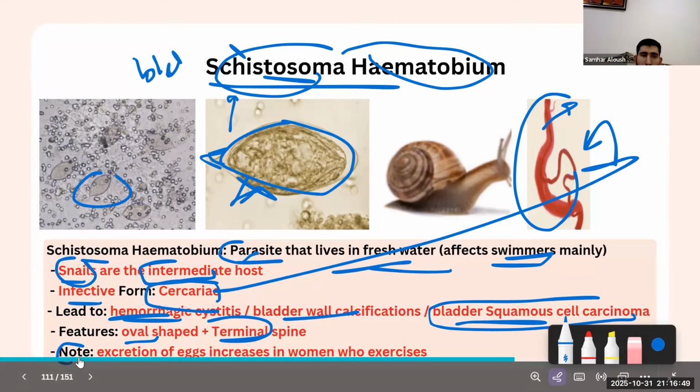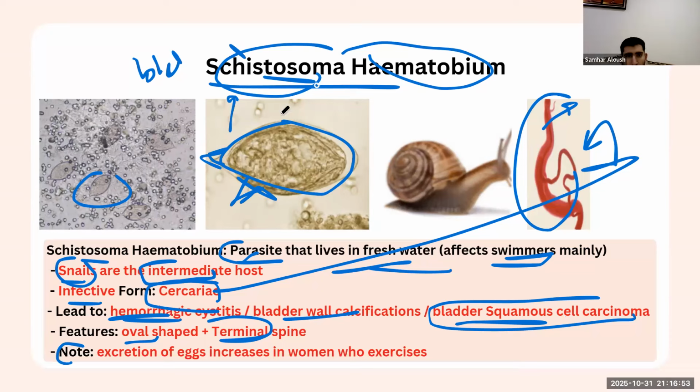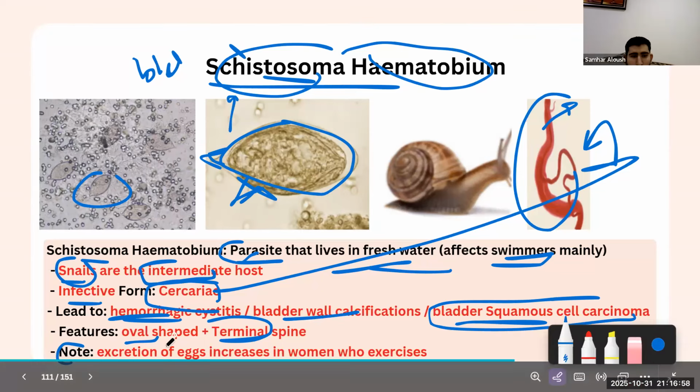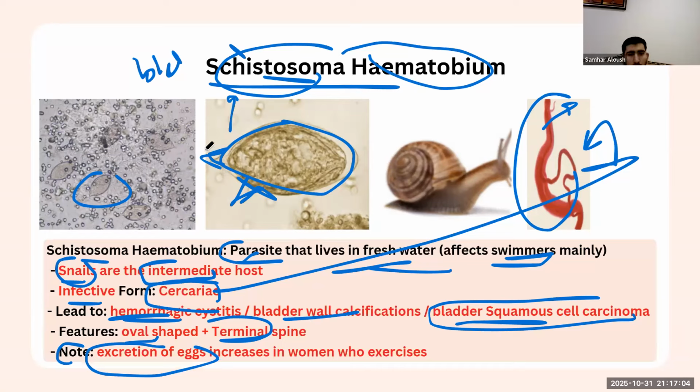One important note, very random information, but it was asked. If someone has schistosoma and they have the egg in their bladder, if they did exercise, the excretion of the egg will increase in the urine. If they have the egg in the bladder and they went and exercised, the egg will appear in the urine in a very high amount.